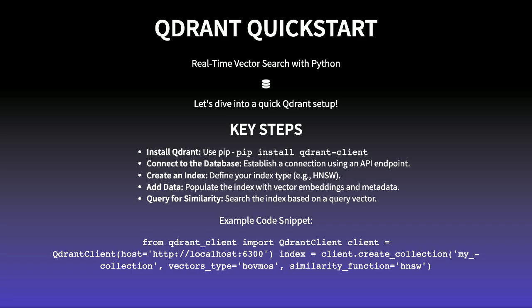Next, we create an index. This tells Qdrant how to efficiently store and search your vectors. After that, we add some data by providing vector embeddings along with any relevant metadata. Finally, we can query the index to find similar items based on a given query. It's a really powerful tool for semantic searching.